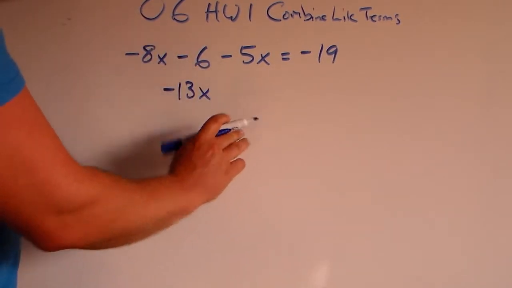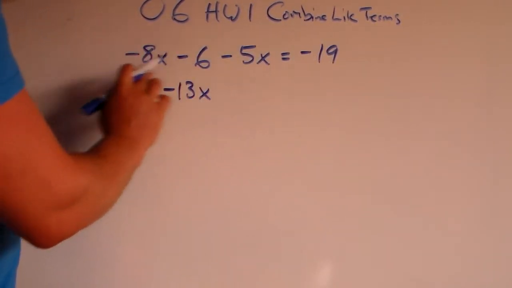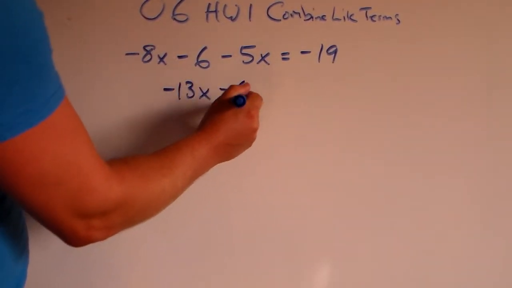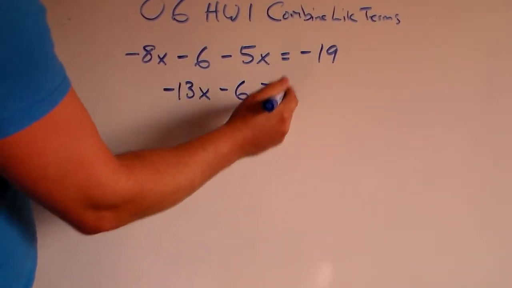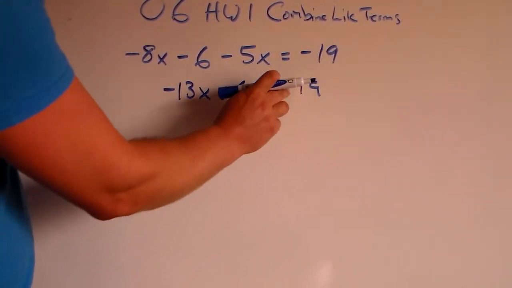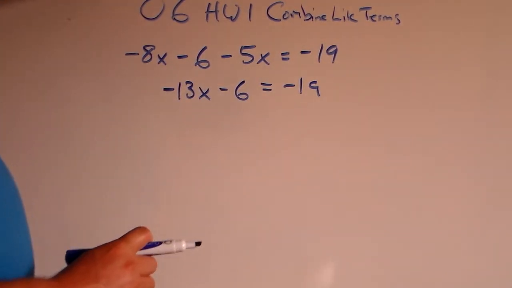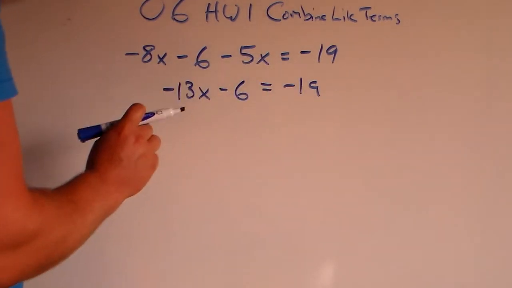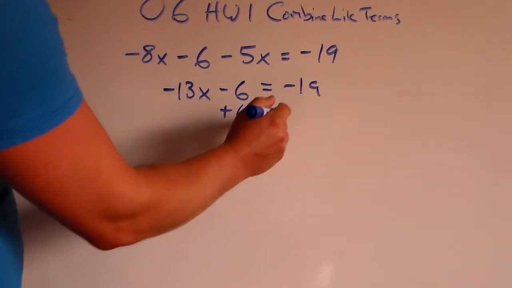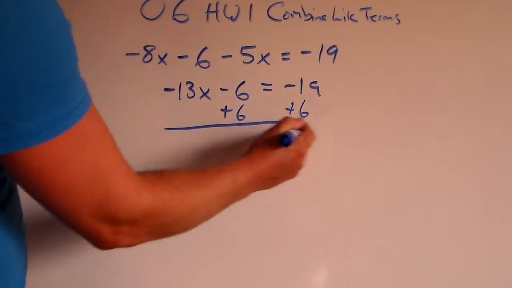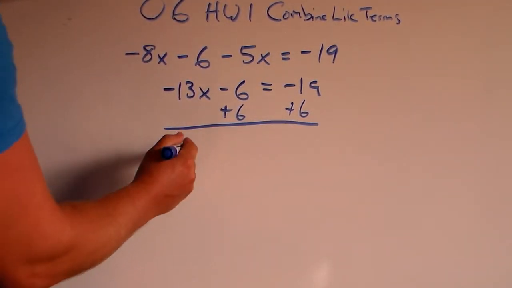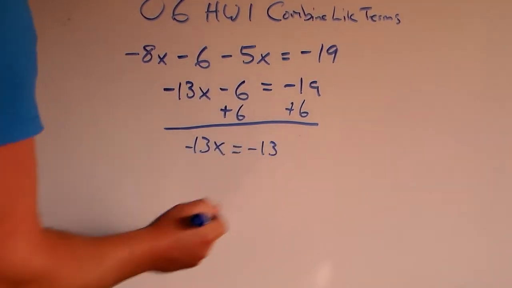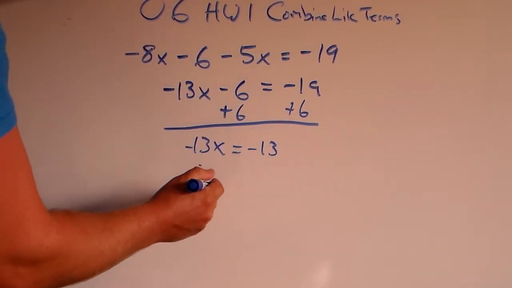This negative 6, there's nothing else it could be combined with on the left-hand side of the equal sign. So we just bring that down. Bring down the equal sign, bring down the negative 19. Now, with this negative 6, we can move that negative 6 to the other side of the equal sign. So we add 6 to both sides using those inverse operations. We have negative 13x equals negative 13. And then we divide both sides by negative 13.